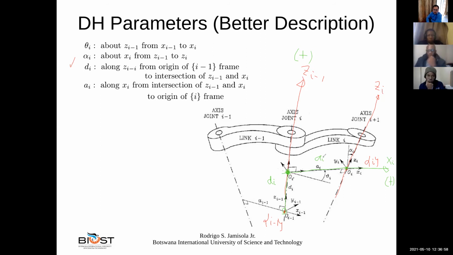We have completed all the conventions, all the 4 conventions. You have completed all the parameters, all the 4 parameters. Okay. So what's the use of all these parameters? Now, with all these 4 parameters, we can define the exact relationship of frame I with respect to frame I minus 1. How?